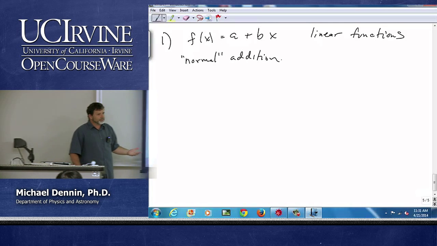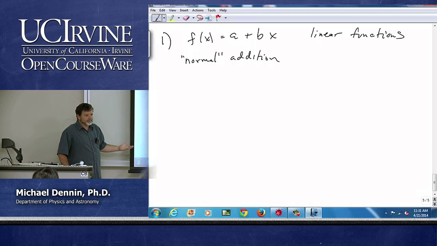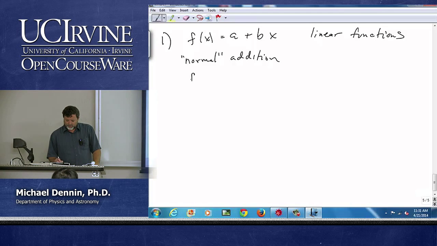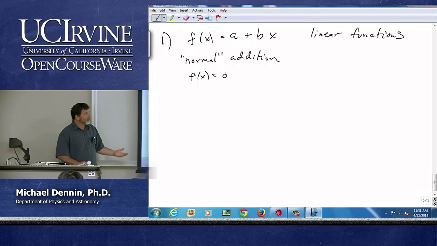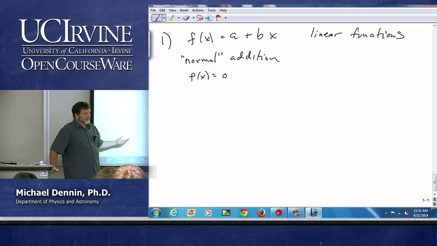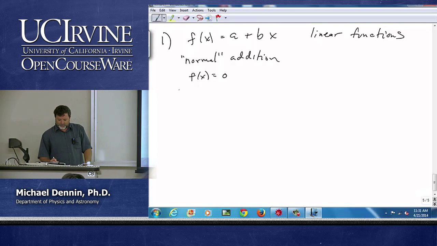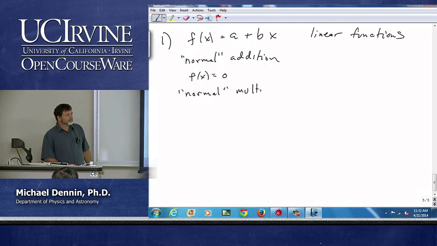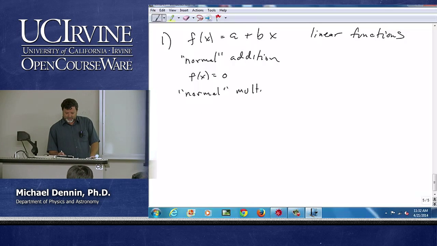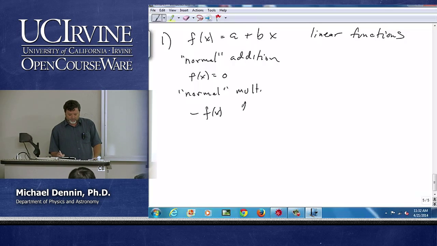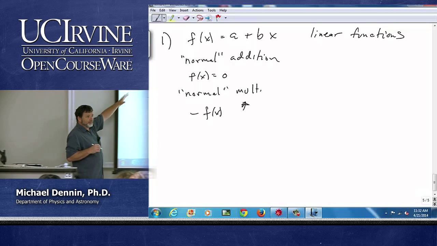Do we have a 0 vector? What is it? 0. What's multiplication by a scalar? Just normal distributing the multiplication. So normal multiplication. And what's our negative? Well, there's no y here. Minus a and minus b, right? Just take negative f of x with our normal multiplication, and we've got everything.